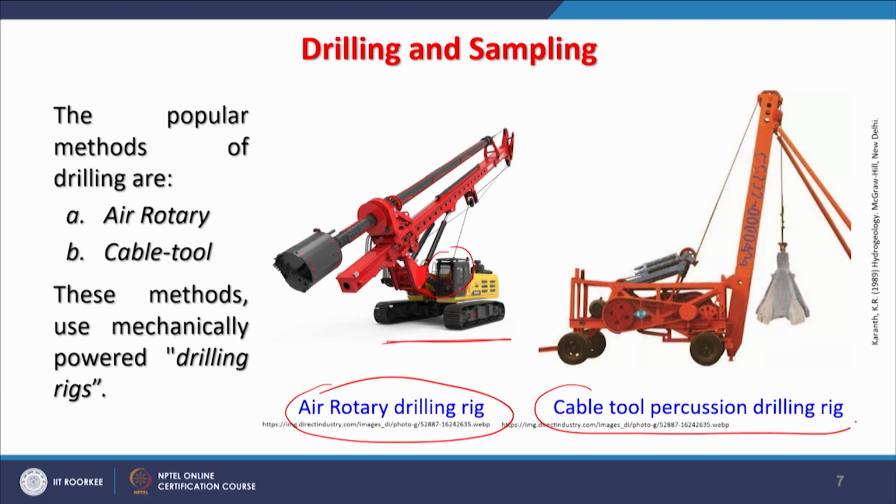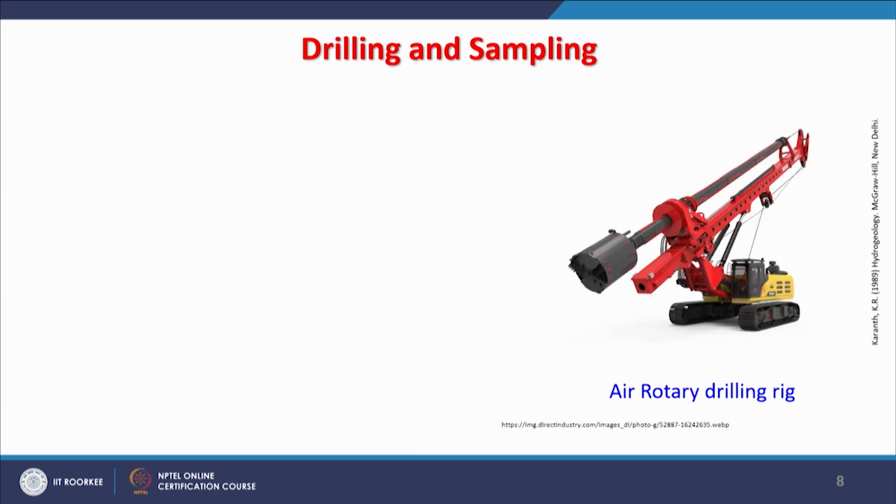A cable tool percussion drilling rig is something like this, which drops this tool and keeps boring, but it is in consolidated formations, whereas this bit will work in hard rock terrain. So, the popular methods of drilling are air rotary and cable tool, both are shown here. These methods use mechanically powered drilling rigs. The drilling rig equipment itself is sufficient for making such holes.